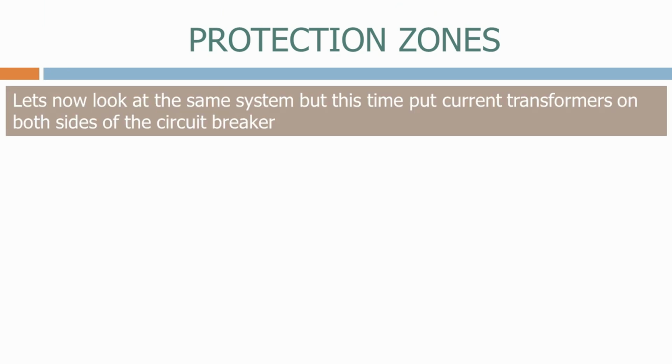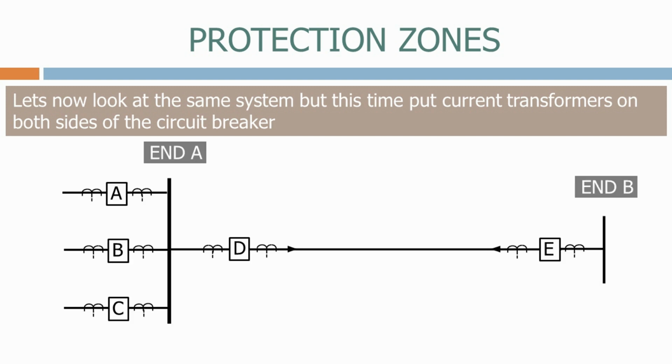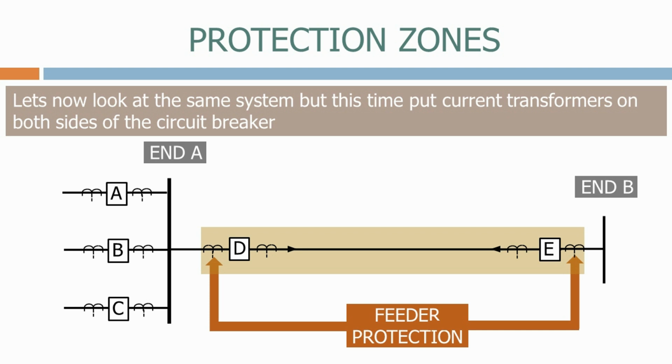Let's now look at the same system, but this time put current transformers on both sides of the circuit breaker. This time we can cover 100% of the conductor in between the circuit breakers by using the outermost current transformers. Again, for the busbar protection, we use the current transformers farthest away from the busbar to provide the largest protection zone available. Let's now close the circuit breakers and see what happens this time with a short stub fault.